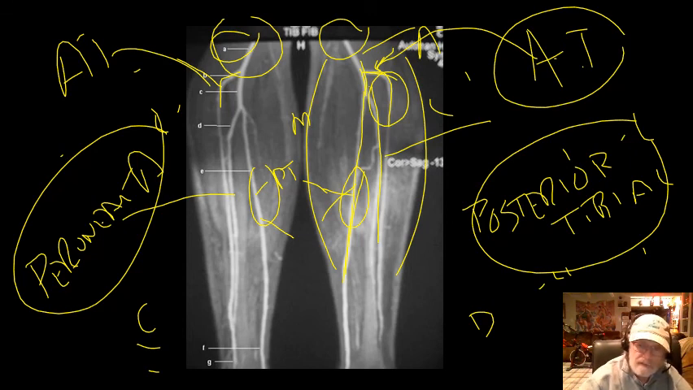So it's going anterior and covers the anterior portion of the shin. Then it branches off into the posterior tib, which goes to the medial side behind the medial malleolus, and the peroneal artery, which goes laterally. And that's what we see down at the level of the leg.